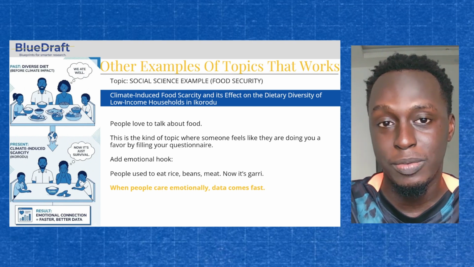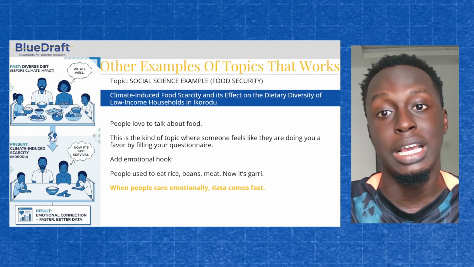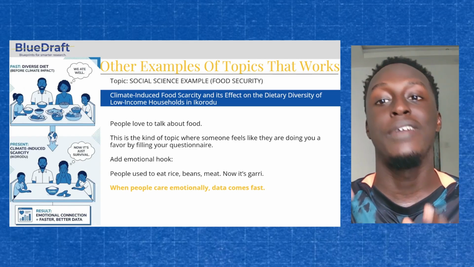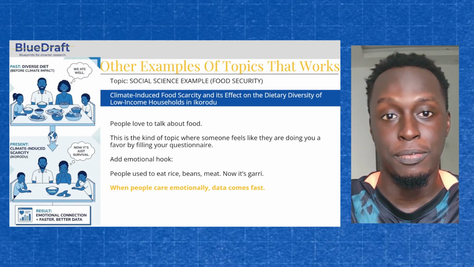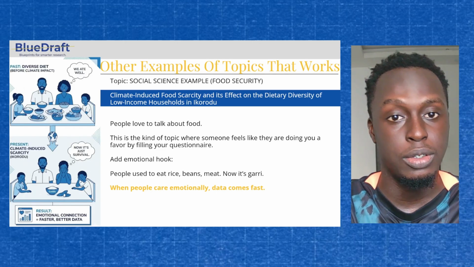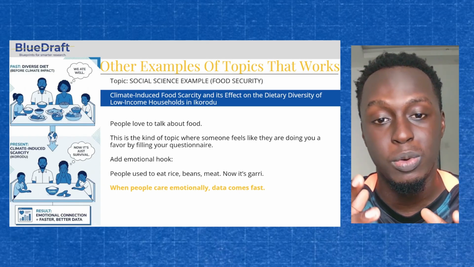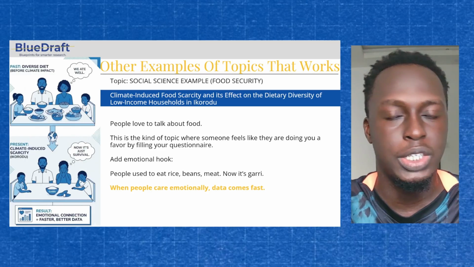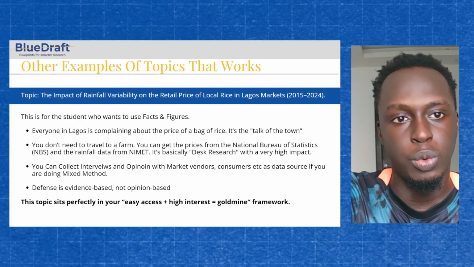The whole concept of the topic is how climate affects food scarcity, and how food scarcity affects people, the way they eat, and the choice of food they have available, especially in low income households in Ikorodu. The whole thing is that when people care emotionally, your data collection becomes faster. So these are other examples that would work.